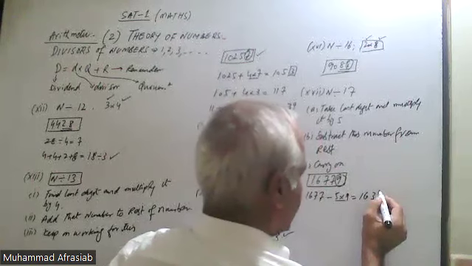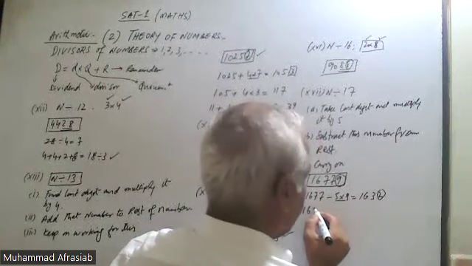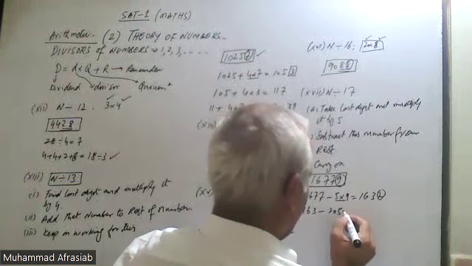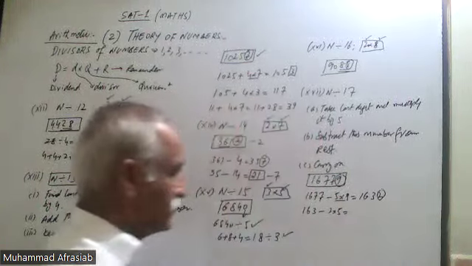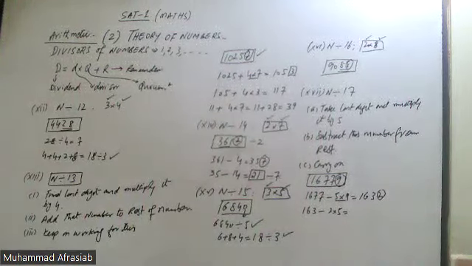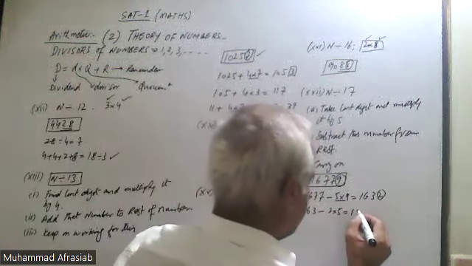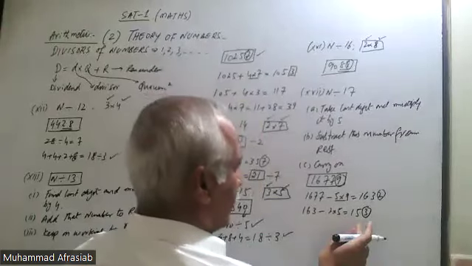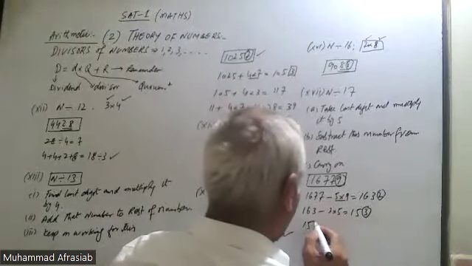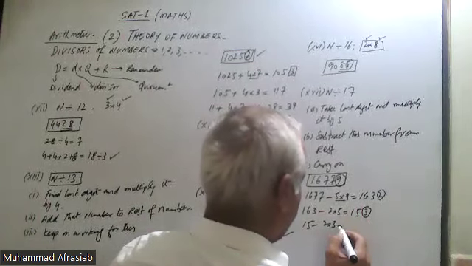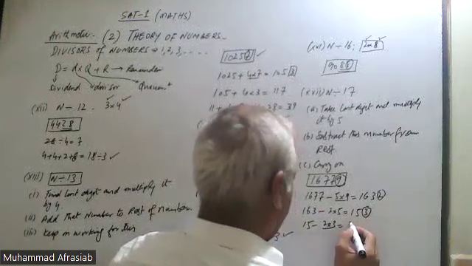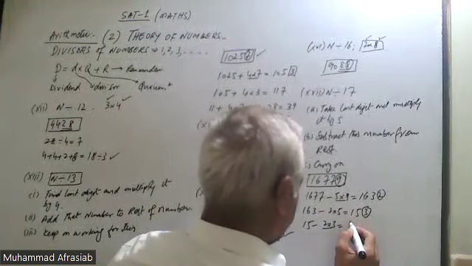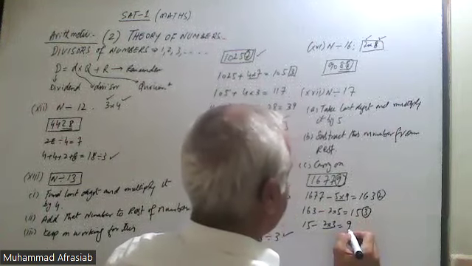Then the last digit is 2. So 163 minus 2 into 5, and that number is equal to 153. And again, we can use 15 minus 3 into 5, that is equal to 0. So 15 minus 6 is 9.